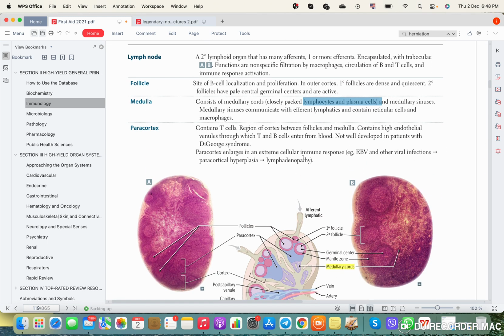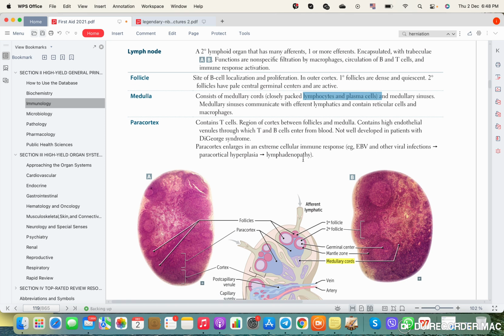You are like, why are you telling us about each of these structures? Why is it important? To be fair with you, it's not super important clinically, but it's super important for the exam. That's why you must know it. If we speak about the medullary sinus, they communicate with the efferent lymphatic. It goes away from the lymph node.